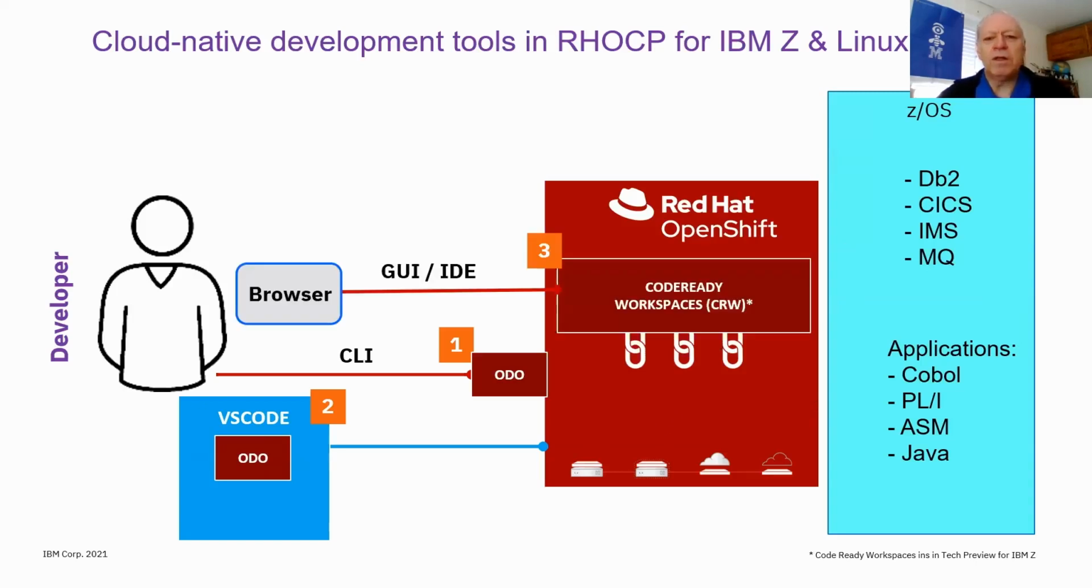Number 3 is Code-Ready Workspaces. Now, Code-Ready Workspaces is another plugin in OpenShift that gives you a graphical user interface and integrated development environment in a browser. You do not need to install anything in the browser, and you can develop these applications in OpenShift for OpenShift.